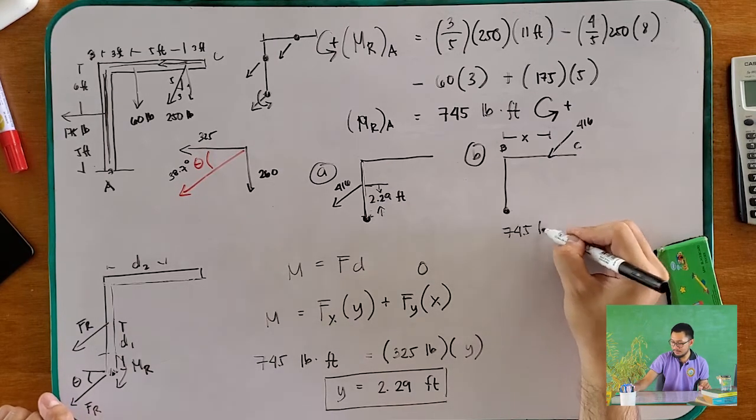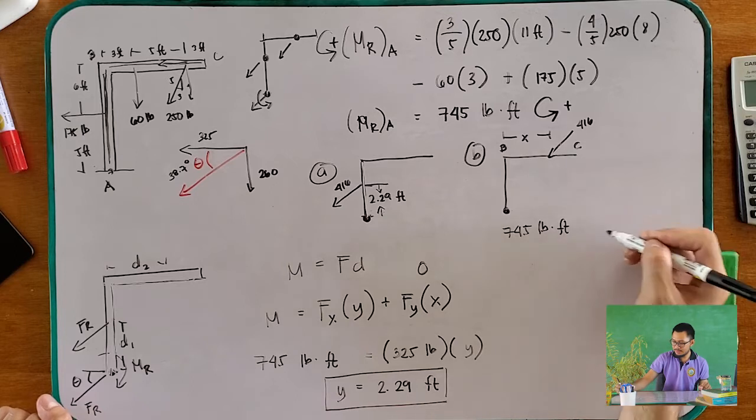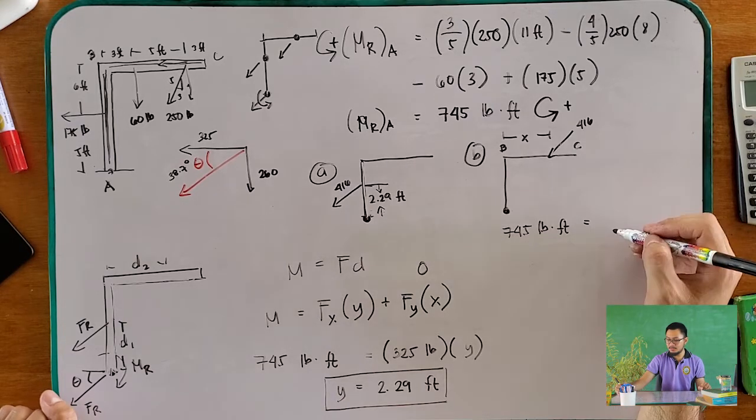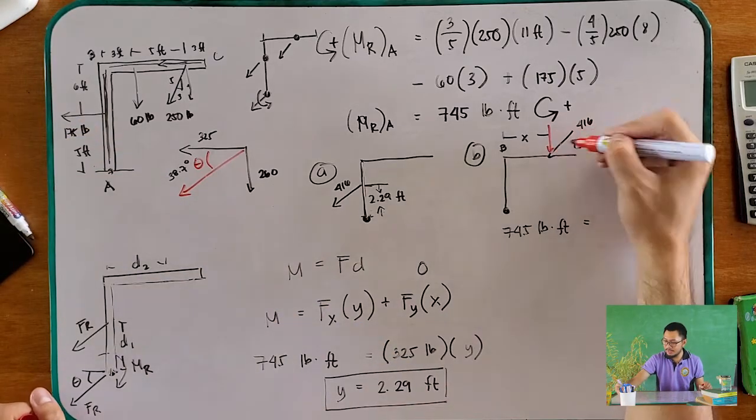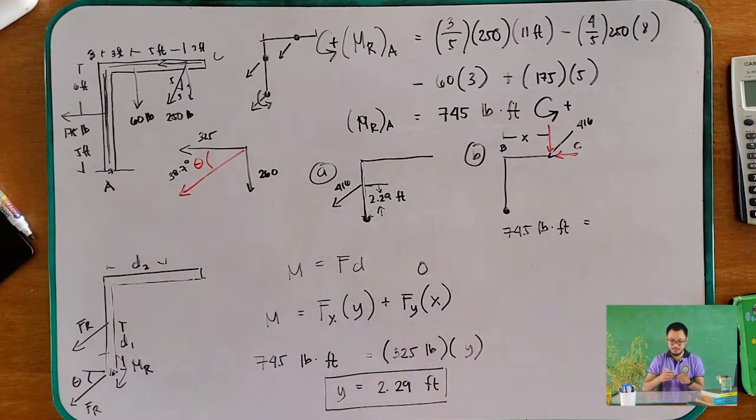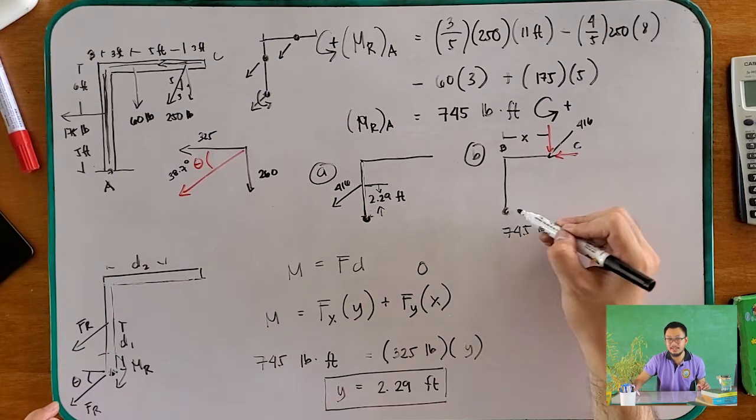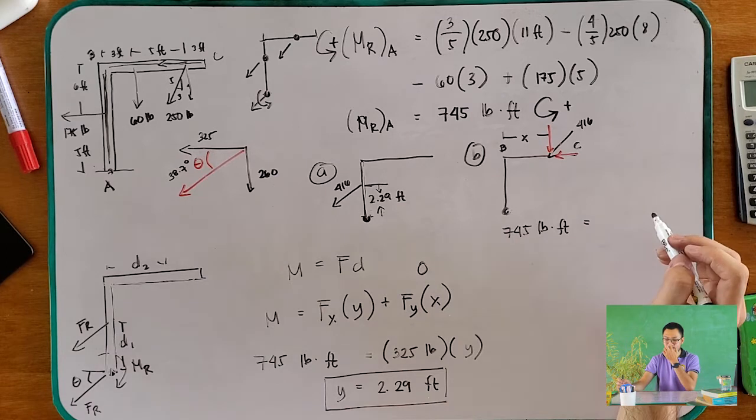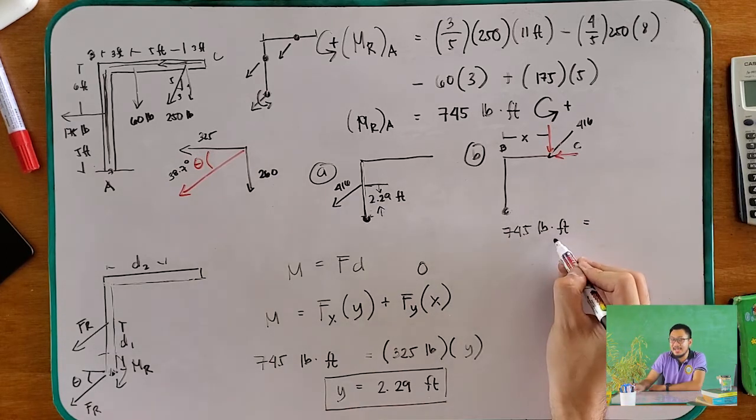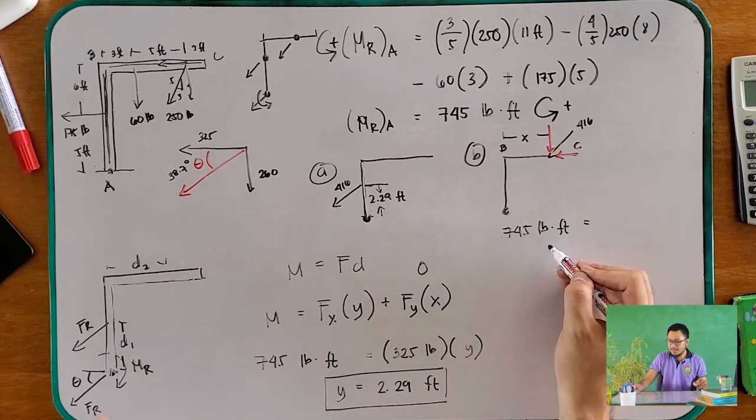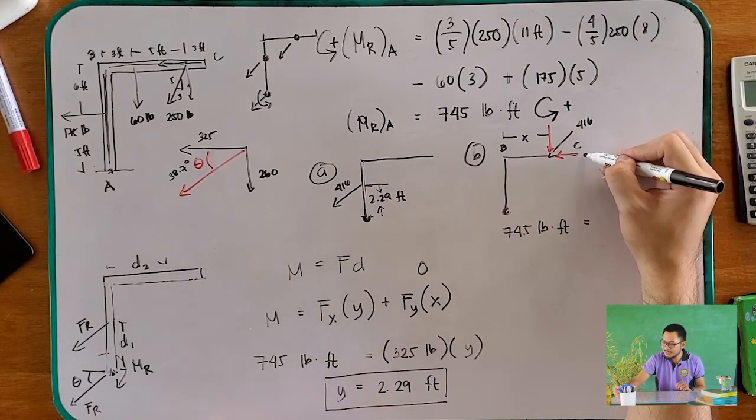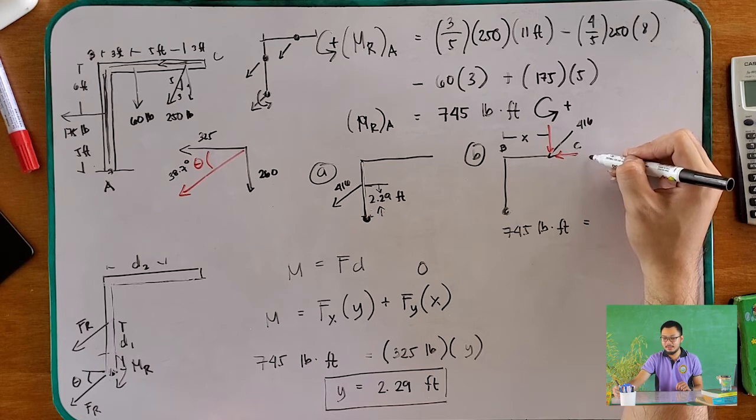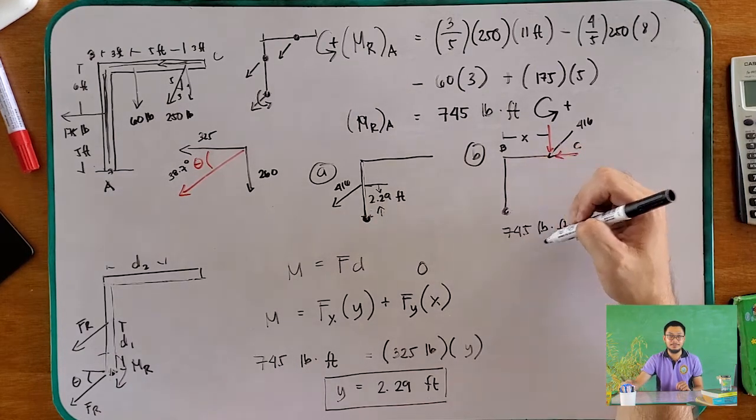745 pound-feet is equal to, we still have a component here and here, and this creates a moment. This one is positive because it is rotating counterclockwise. So therefore, the x component of your 416 is positive because it creates a counterclockwise moment.